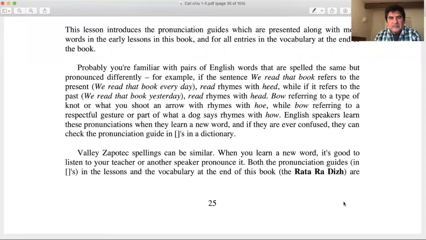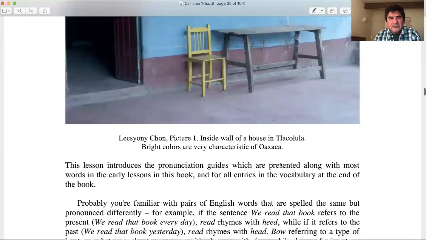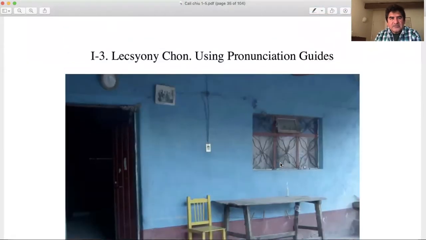Well, we're going to continue today with our lessons, and today we're going to be learning how to use the pronunciation guide in lesson 3, which is page 25. So if you give me a second, I can share my screen with you. Okay, here we go. So that's, as I said, lesson 3, or lección chon, using pronunciation guides.